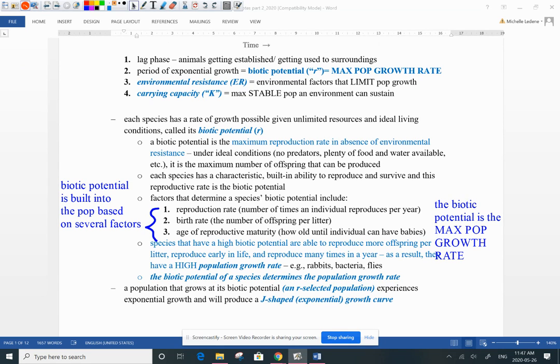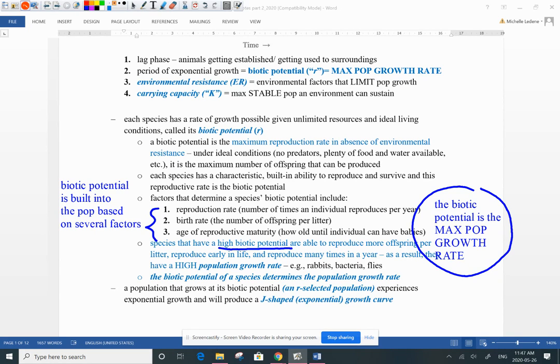You compare that to a fruit fly that, within a couple of days of being born, is already reproducing. So this biotic potential explains why a population can grow quickly or not so quickly. Elephant populations aren't going to grow as quickly as a population of fruit flies. So this is the maximum population growth rate. Any species that have a high biotic potential can produce more offspring.